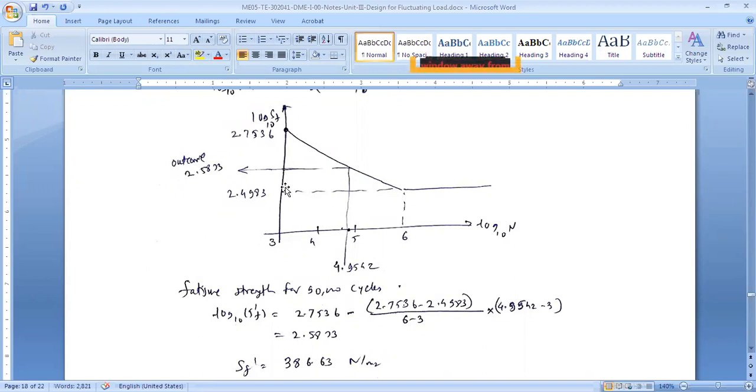Now this distance is what? It is equal to this distance, and this distance is slope into this distance. So it will be 6 minus 4.95 multiplied by slope, add that to 2.49, and you will get the same value. Or with the other approach, it is 2.7536 minus this distance. Now how to calculate this distance? We know this distance and we know the slope. So slope multiplied by this distance, on the x-axis 4.9542 minus 3, is this distance.